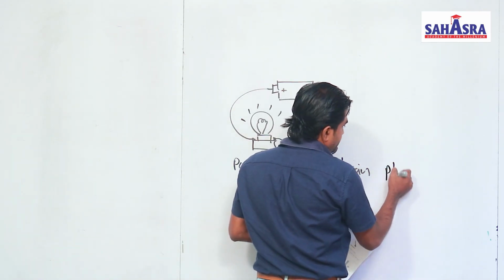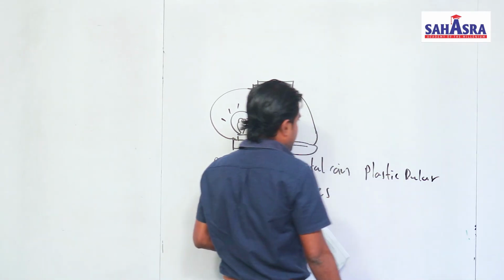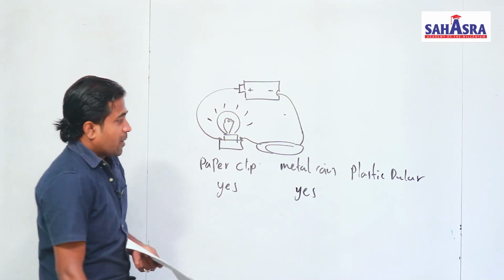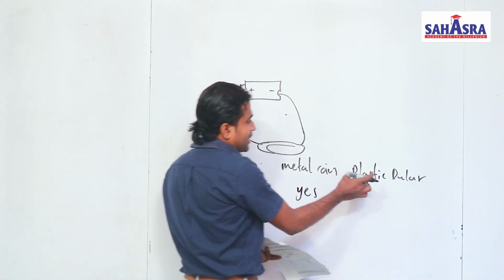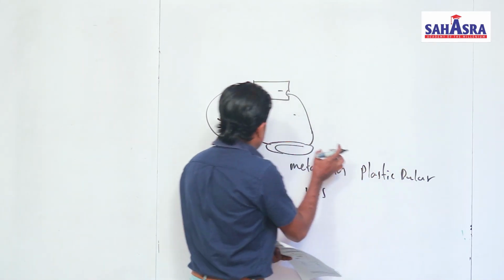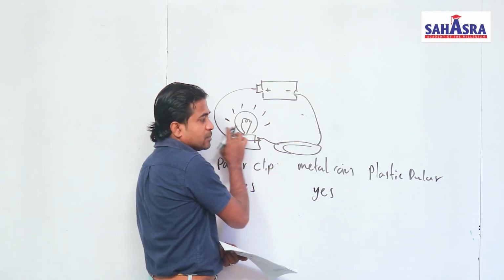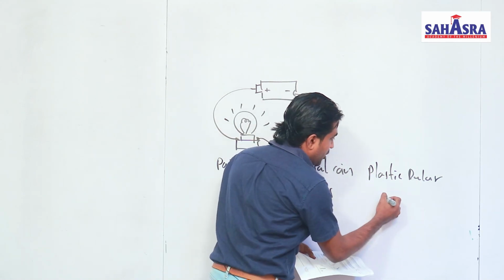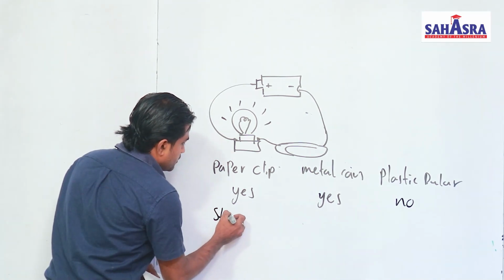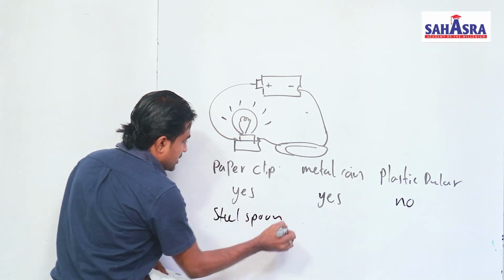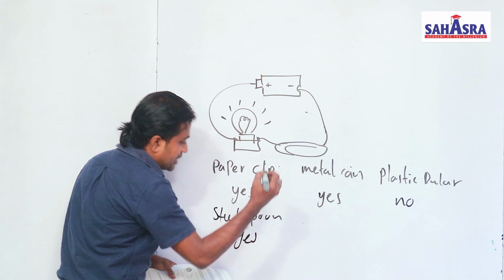Plastic ruler. Does that pass electricity? I hope everyone knows that plastic does not conduct electricity. So the plastic ruler does not pass electricity, so the bulb will not light up. So the plastic ruler is a no. But the steel spoon, does that conduct electricity? What do you think? Of course, yes.